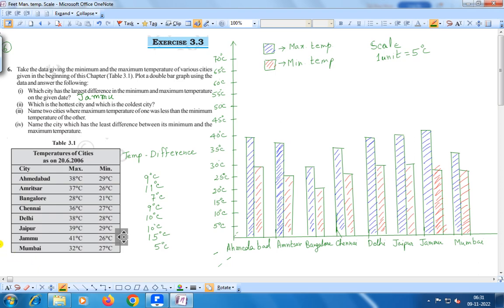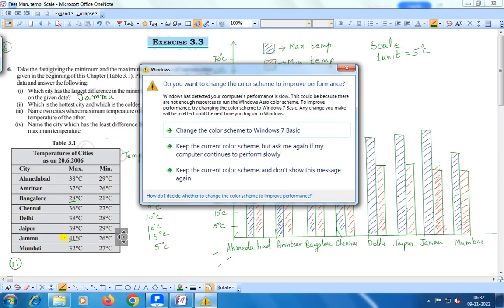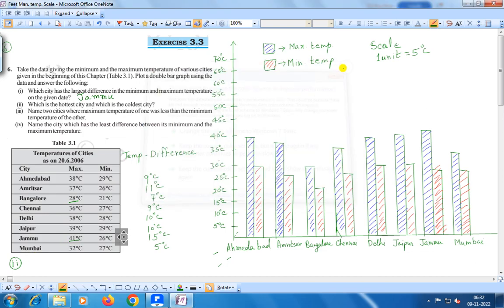That is question number 2. Writing the answer of question number 2 here: Jammu is the hottest city because the maximum temperature of Jammu is 41 degrees centigrade, and the maximum temperature of Bangalore is 28 degrees centigrade. Therefore you can say that Jammu is the hottest city.